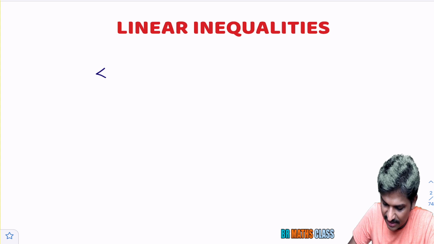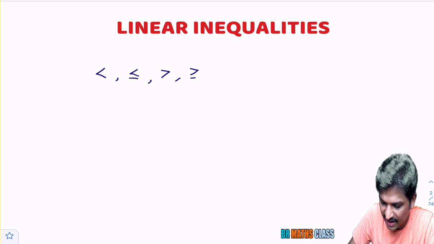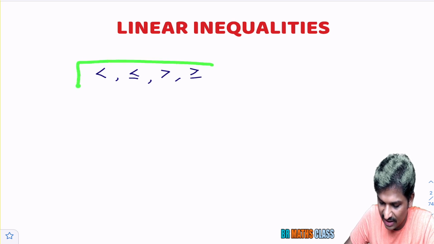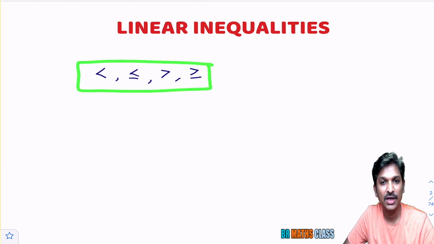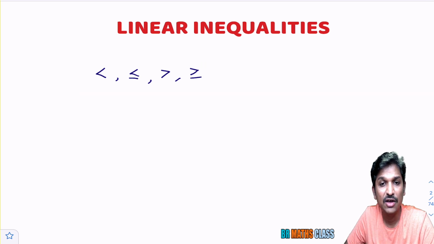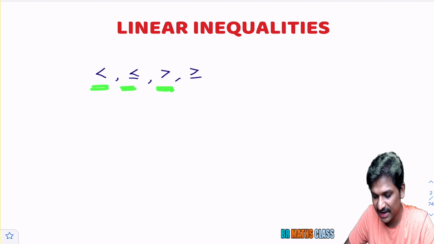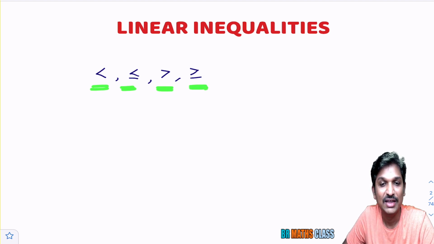These are the symbols of inequality: less than, greater than, less than or equal to, greater than or equal to. If you take two numbers, to tell which number is smaller and which number is bigger than the other number, we use these symbols. These are known as inequality symbols. What are the symbols of inequality? Less than, greater than, less than or equal to, greater than or equal to.